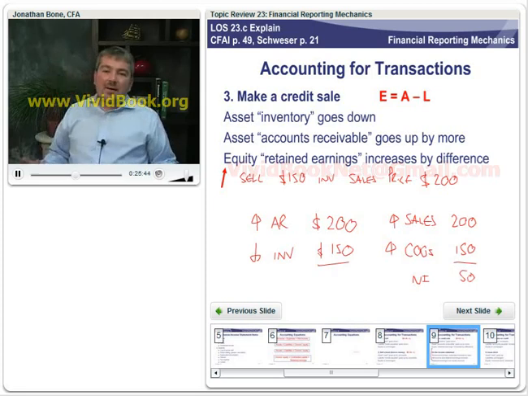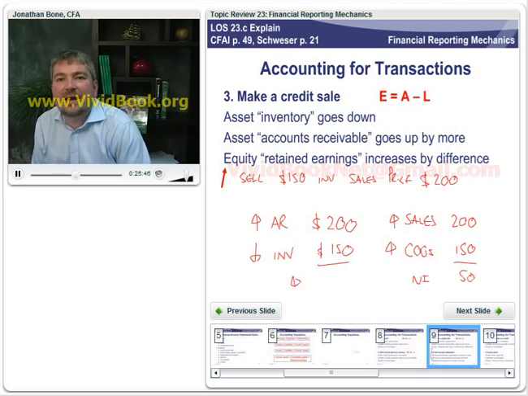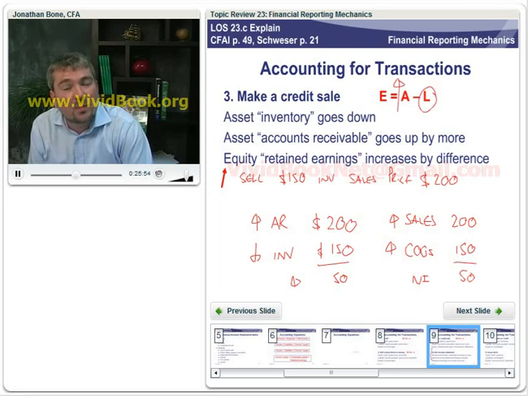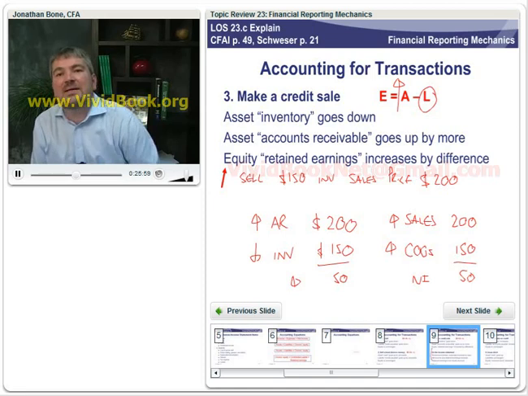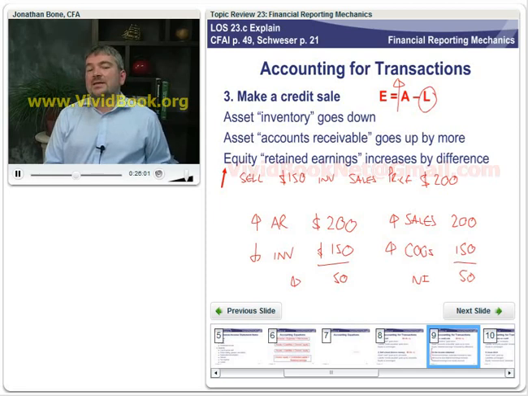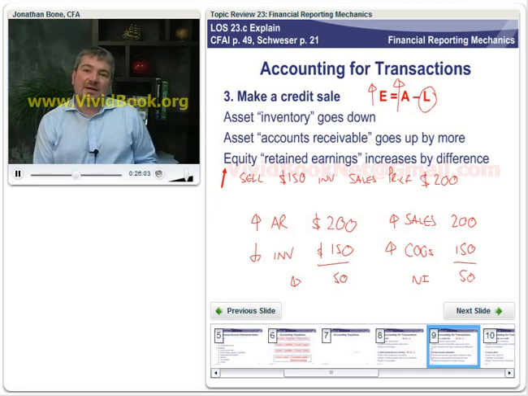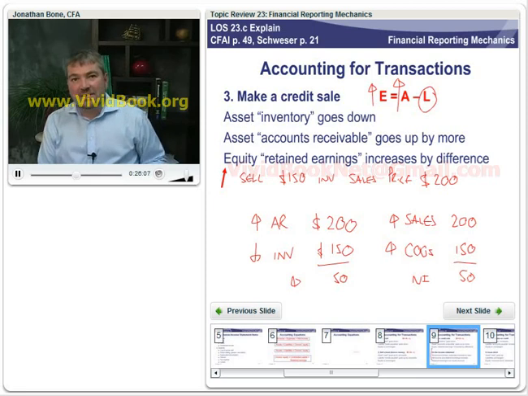So how is this reported? Our assets are going to go up by a net amount of 50. Liabilities are unaffected. So actually what's going to happen, because net income is $50 higher, retained earnings are $50 higher, and as a result your stockholders' equity would go up by 50. So notice now net assets have increased by $50, stockholders' equity is increased by $50.